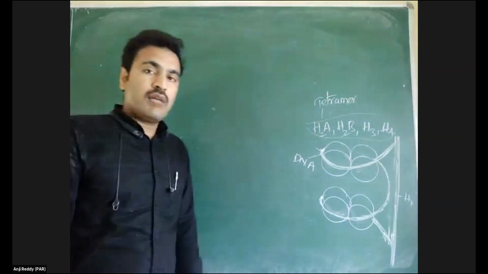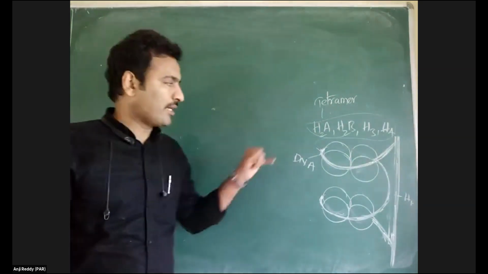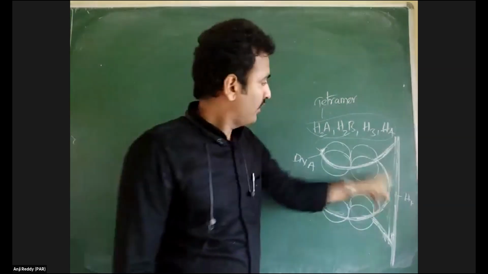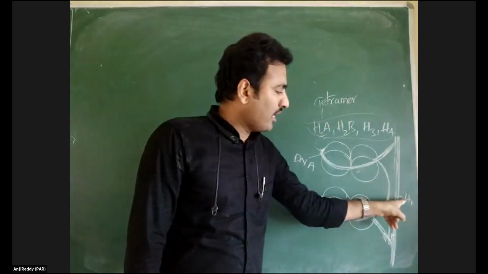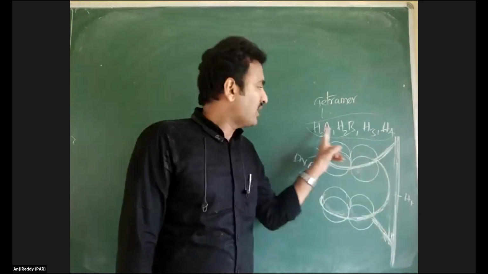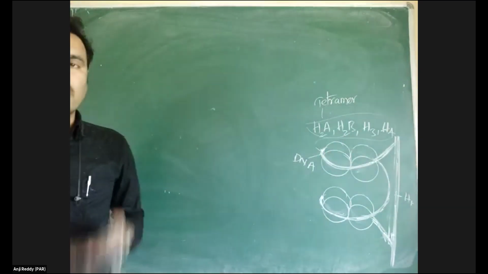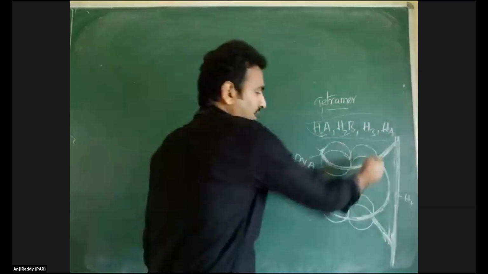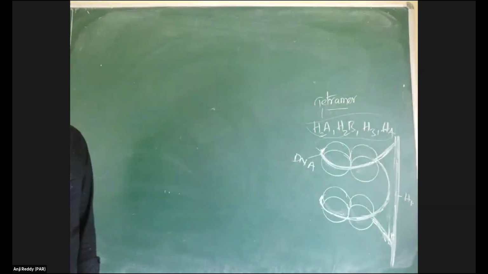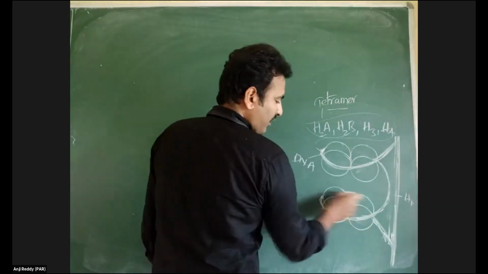Now, first listen, I will explain this. Normally there are how many types of histone proteins? 5 types of histone proteins. What are the 5 types? H1, H2A, H2B, H3, H4. This H1 is present separately. The 4 proteins H2A, H2B, H3, H4 combine and form a tetramer. This is one tetramer. Like this, there is formation of another tetramer.